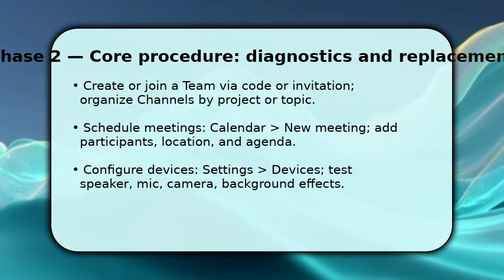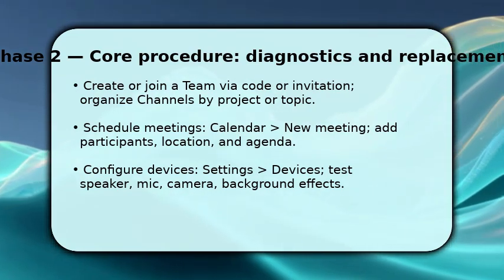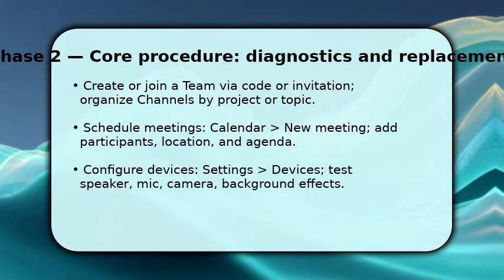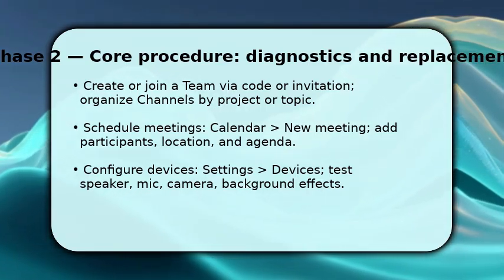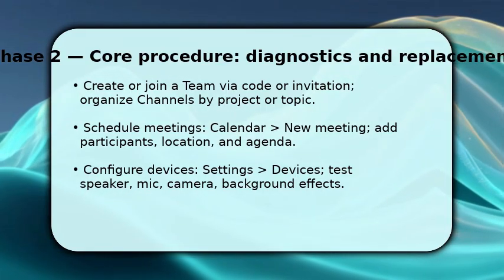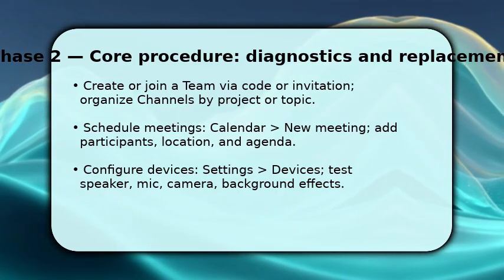Once signed in, create or join a team to organize work. Use a code or invitation to join fast. Then set up channels for topics or projects so conversations stay focused. For meetings, open Calendar and create a new meeting, add attendees, a clear agenda, and required documents.